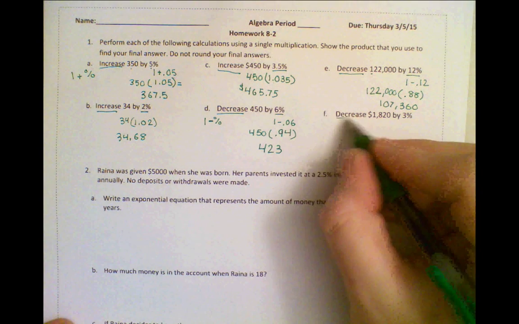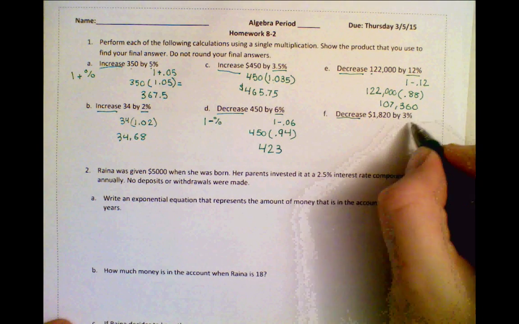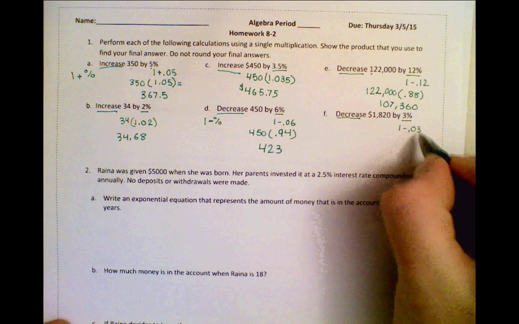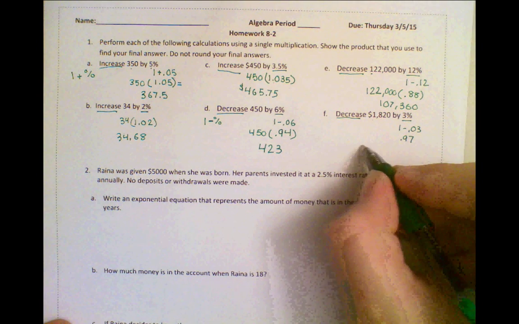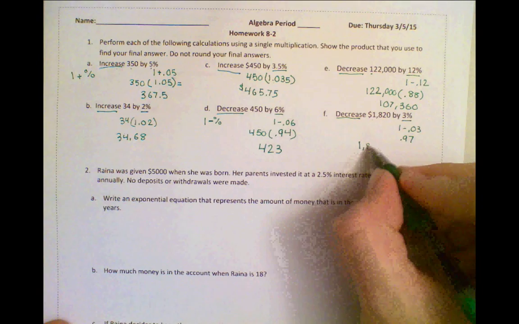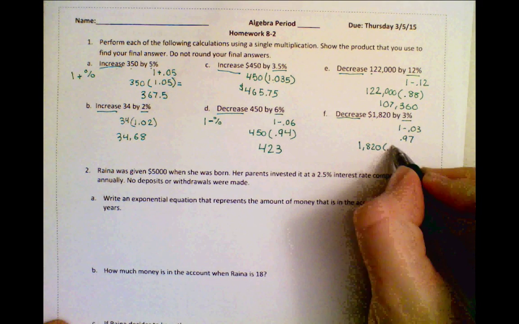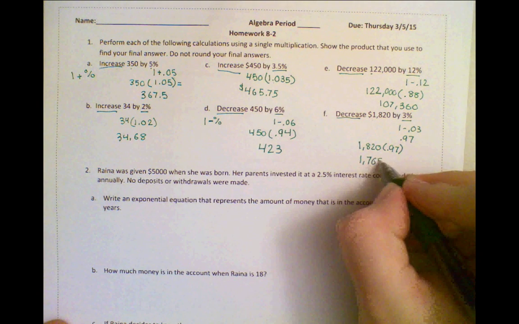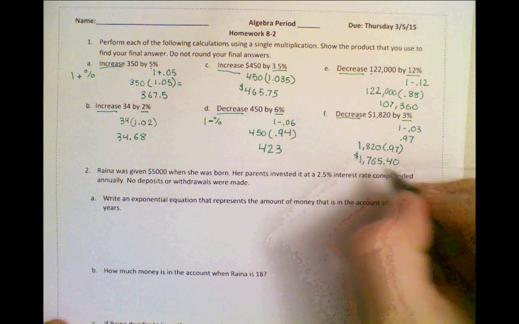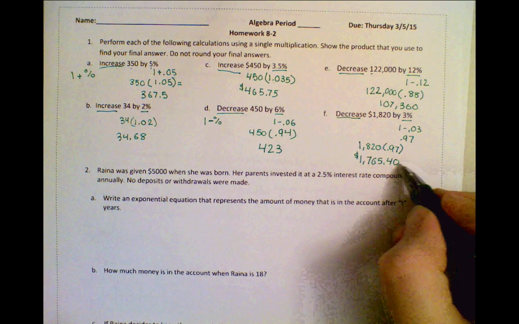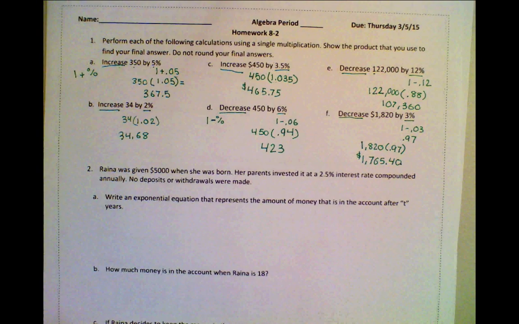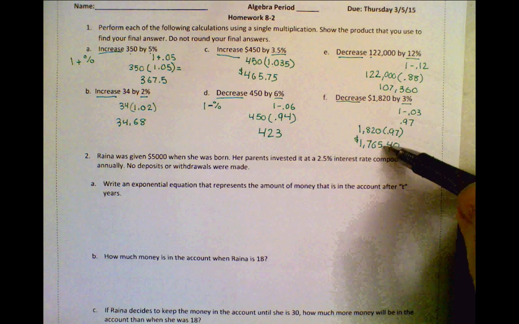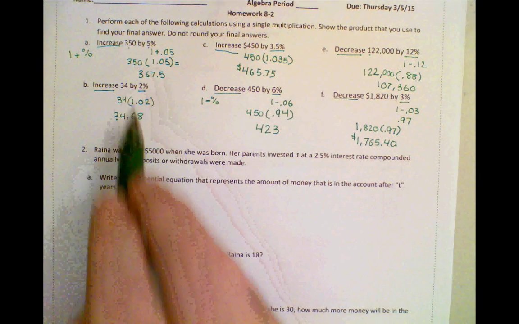Okay? Now, decrease this dollar amount by 3%, $1,820. We're going to do 1 minus 0.03 to start with. We get 0.97. So I'm going to do 1,820 times 0.97, and we get 1,765.40. Okay? And it's going to be a dollar amount. Now, we have to add the extra zero because we're dealing with money. Okay, so that's pretty much it with that. Now, just remember, decreasing makes the numbers smaller, increasing makes the numbers bigger.